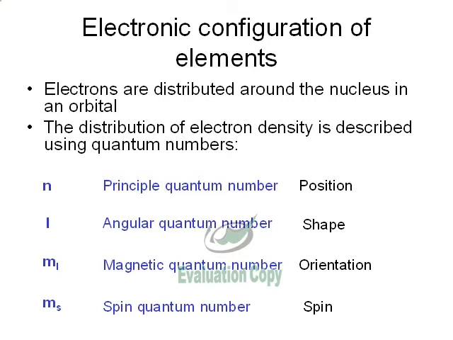So using these, we should be able to write the electronic configuration of an element. And how do we go about it? Let's take up the values n can take. n can take values of 1, 2, etc.